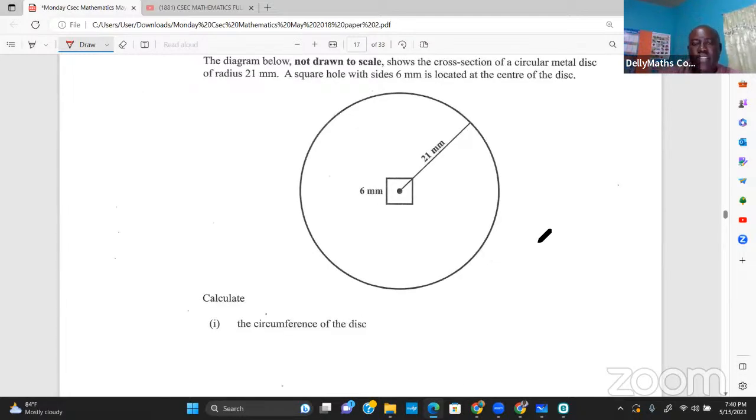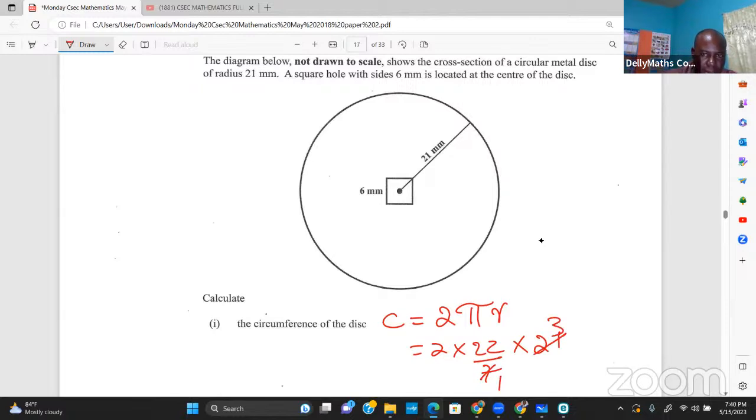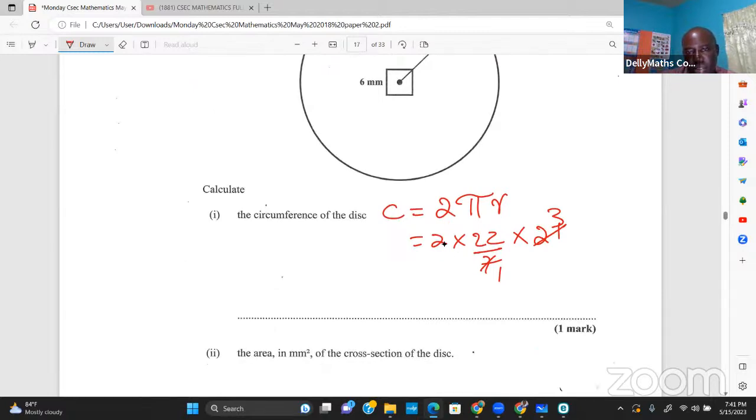Well, you know what circumference is equal to? Circumference, C, is equal to 2 times pi times r. So it's going to be 2 times 22 over 7 times r, which is 21. I could do a quick thing, 7 into 21 is 3. So we put that together: 2 times 22 times 3. I'm getting about 132. So the perimeter is 132 millimeters.